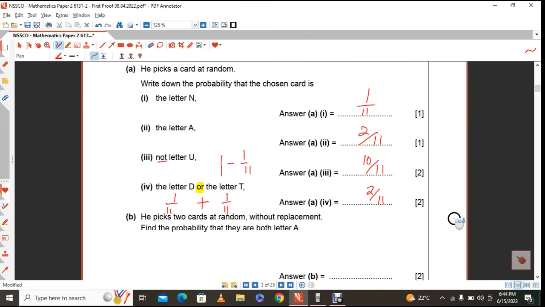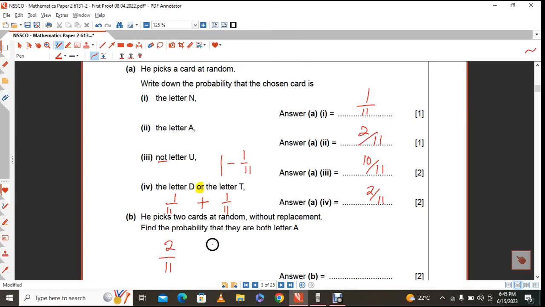Now here's the thing. Part B, very tricky. He picks two cards at random without replacement. So he takes and doesn't put back. Find the probability that they are both letter A. Now we know from the first instance, if it takes letter A, there are two A's, so that will be 2 out of 11. Okay?